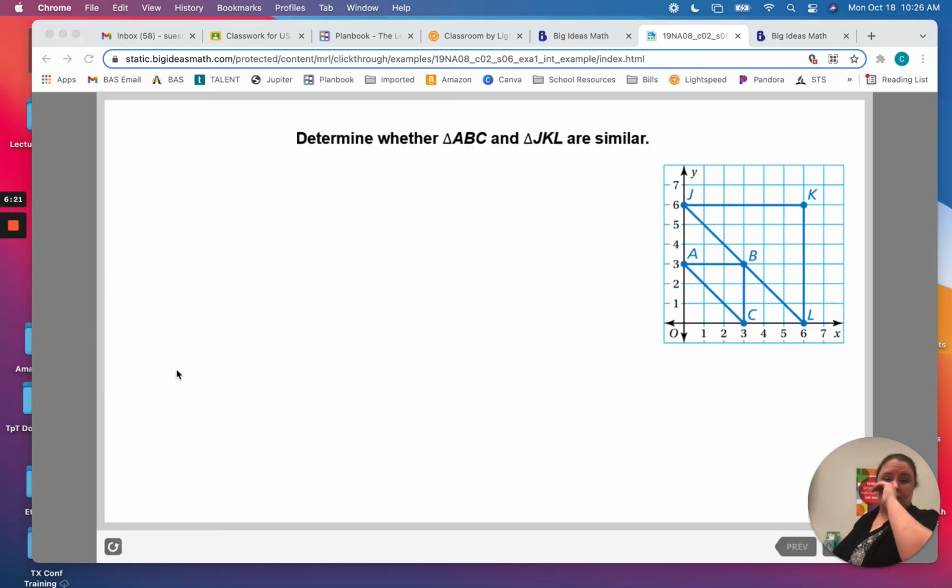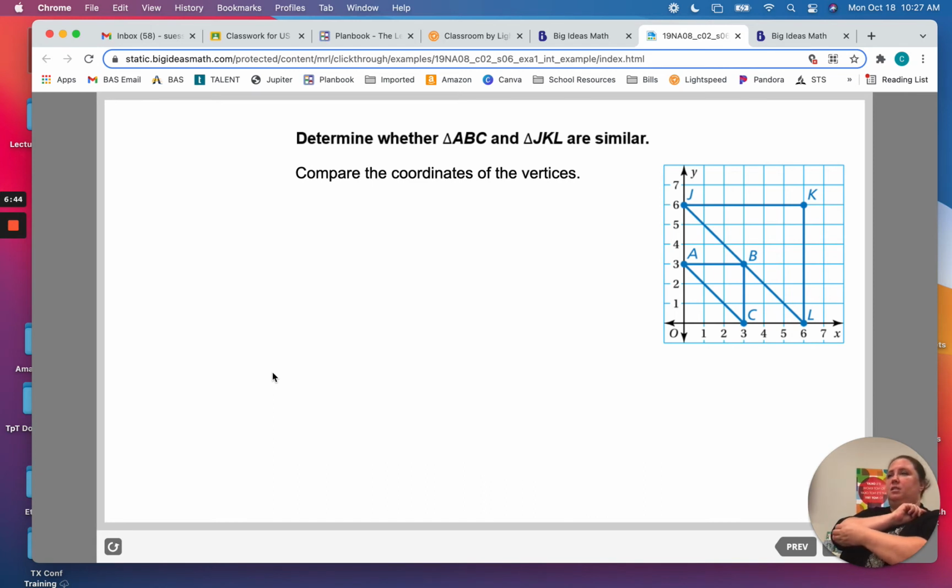All right, so we're going to determine whether triangle ABC, the smaller one, and JKL are similar. Already you can tell this is what kind of transformation? Elena? A dilation, specifically an enlargement, yes. So we're going to look at this and see if we can figure out whether the vertices and the sides would be considered corresponding. So compare the coordinates of the vertices.